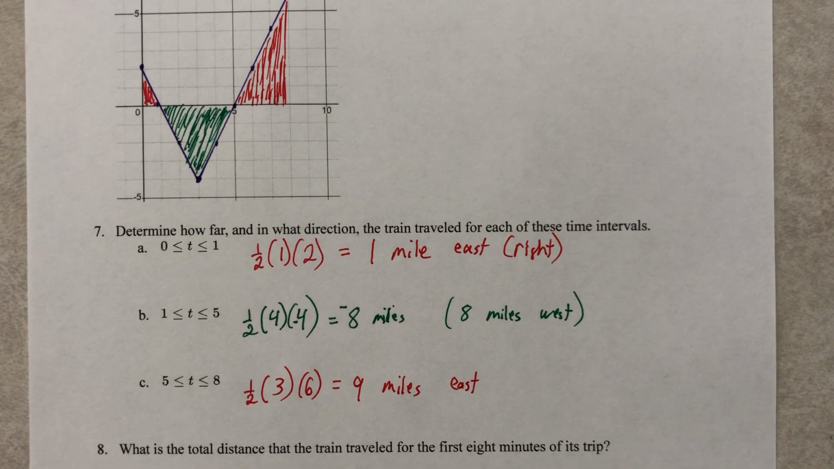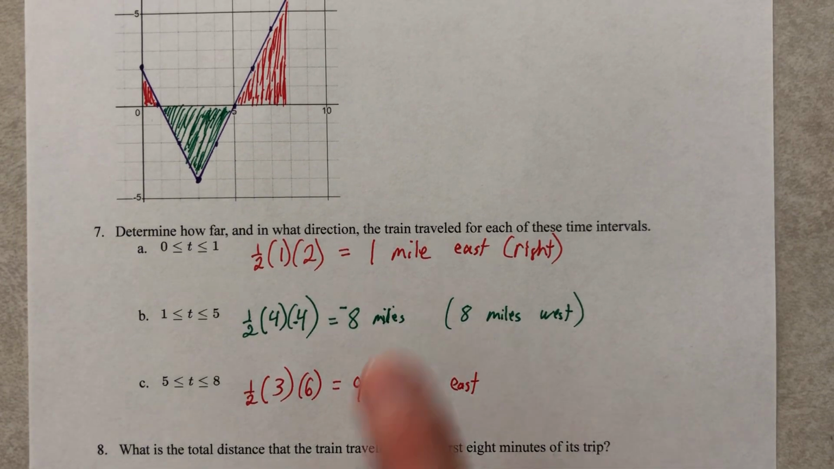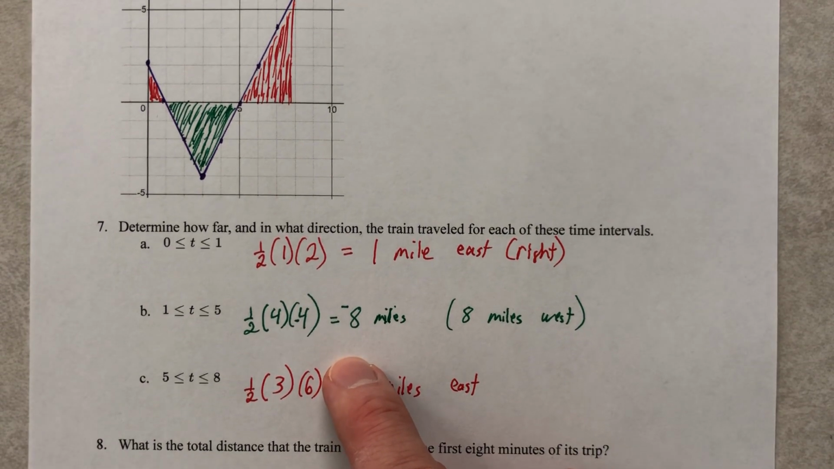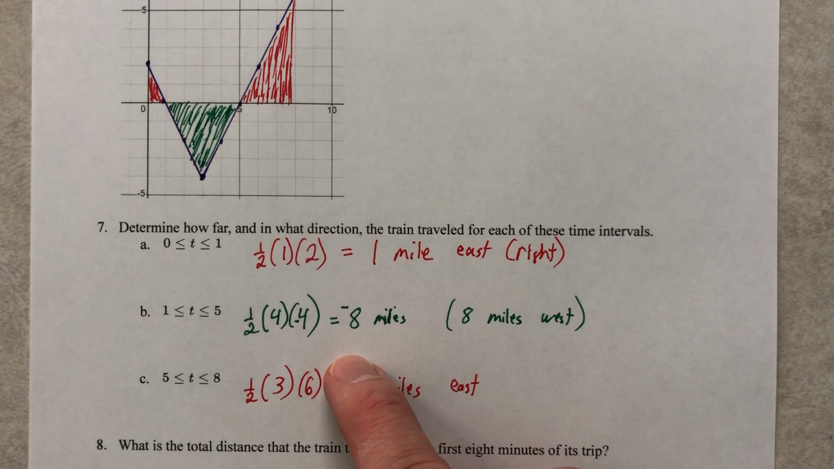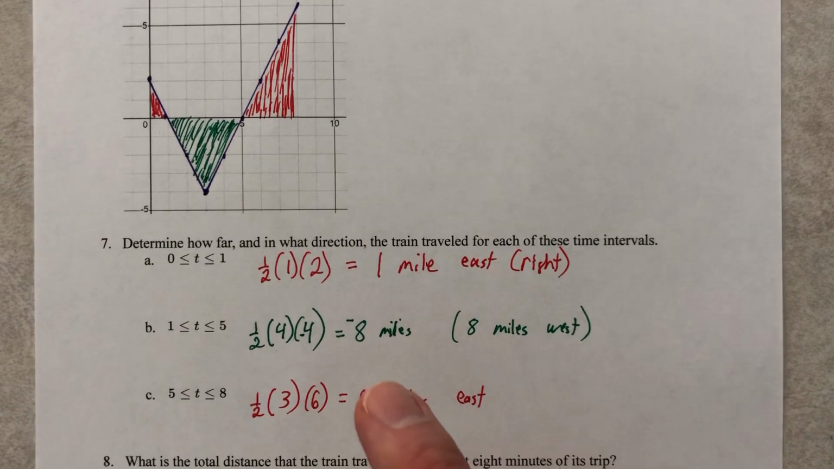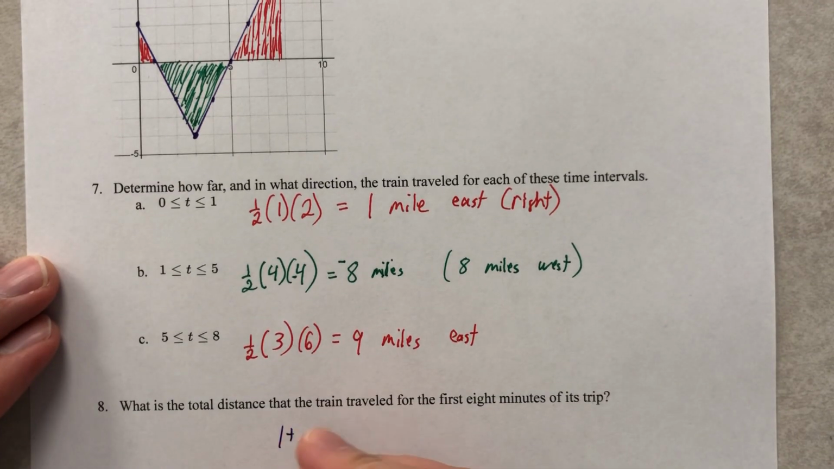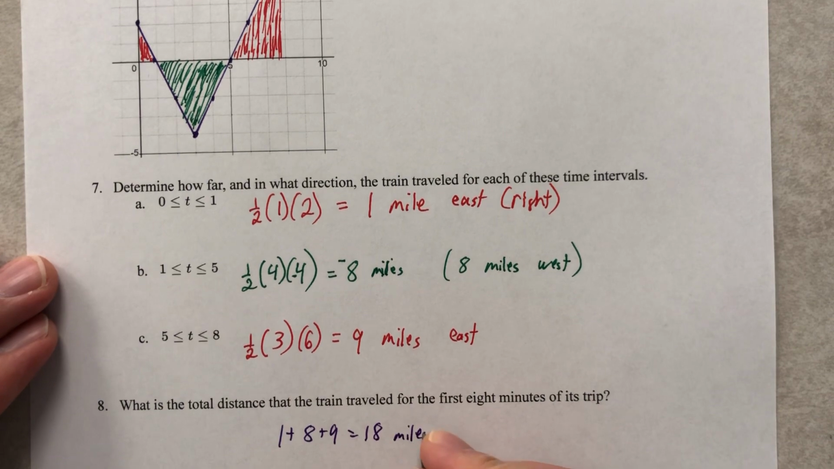What is the total distance the train traveled for the first 8 minutes of this trip? So you might be tempted to say 1 minus 8 plus 9. No, it's 1 plus 8 plus 9, because I am traveling here as I go 8 miles, but I am traveling in a negative direction based on the perception of what I deem to be positive or negative. So let us move on with a different color. Total distance that I traveled is 1 plus 8 plus 9, which of course is 18 miles. That does not come as a surprise to anyone.